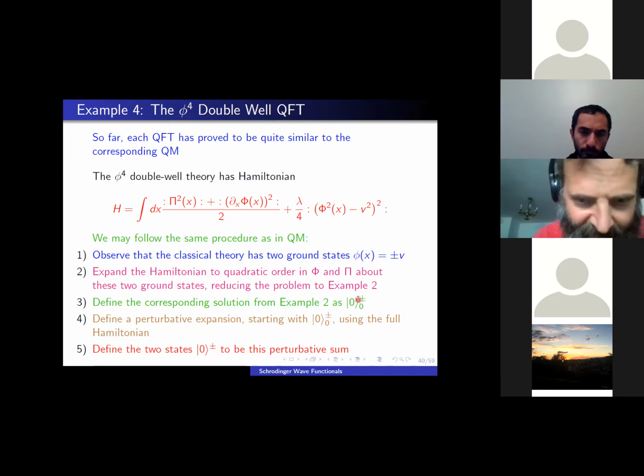about one of those 2 ground states, and then we do our perturbative expansion about that, and that gives us, when we sum it up, 2 different states, and these 2 different states are again degenerate, just for the same reason they were degenerate in quantum mechanics. So this is the same thing we did in quantum mechanics that was wrong, but anyway, we can do it again. So any questions about our procedure here?